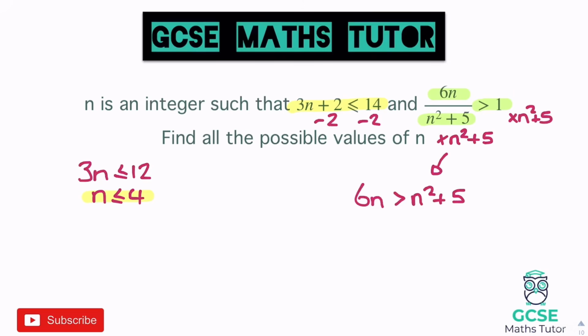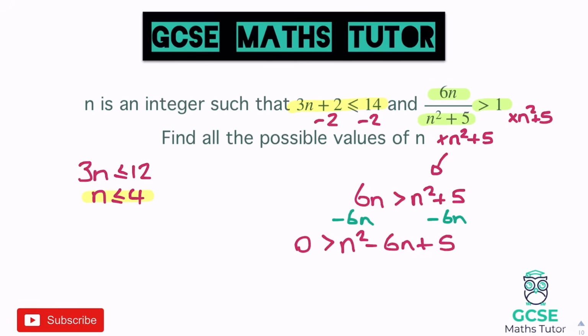Now I want to get 0 on one side. Now to avoid getting a negative n squared, I'm going to move this 6n to the other side. So I'm going to minus 6n so that we've got 0 there, just like any normal quadratic. So once we do that, and if I slot the 6n in after the n squared, you get n squared minus 6n plus 5, and that 0 is greater than that. Okay, 0 being on the left-hand side.